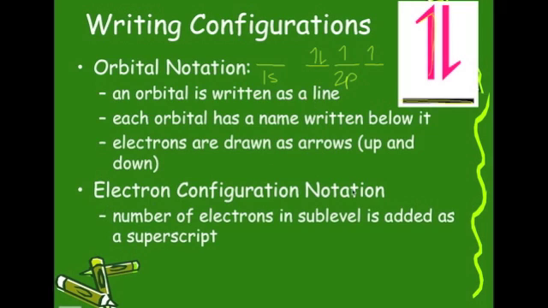And the other way of writing it is the electron configuration notation. I just abbreviate this as EFIG notation. This is where instead of having the blanks with the arrows, instead of doing all this mess, you would simply write 2p4. And the 4 comes from the number of arrows that you have drawn.